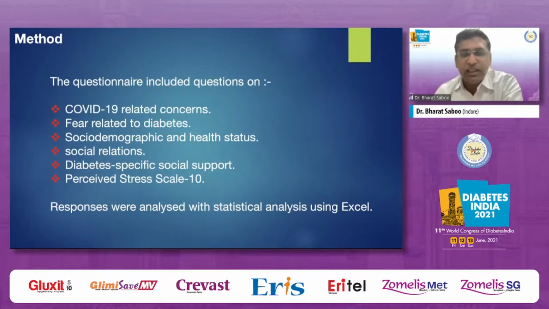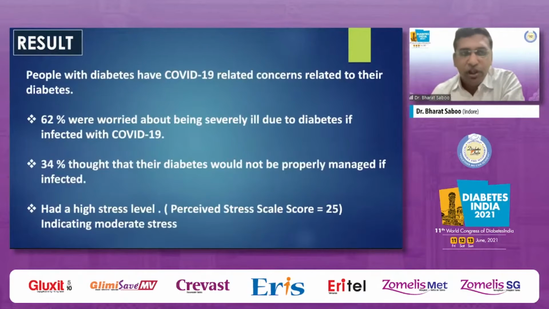So the responses were analyzed and statistical analysis was done using Excel. Now the results were like we expected, on the same lines. The diabetic patients had a high level of stress, but on sub-analysis, we found that most were worried about being severely ill due to diabetes if infected with COVID. That was the most common concern amongst all of them, while 34% thought that their diabetes will not be properly managed if they become infected. They all had a high stress level.